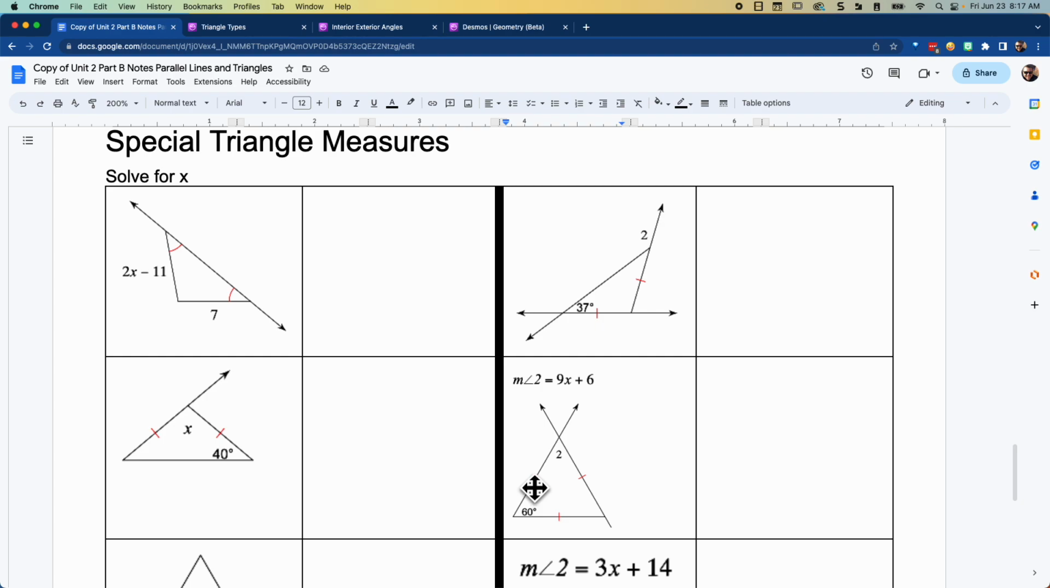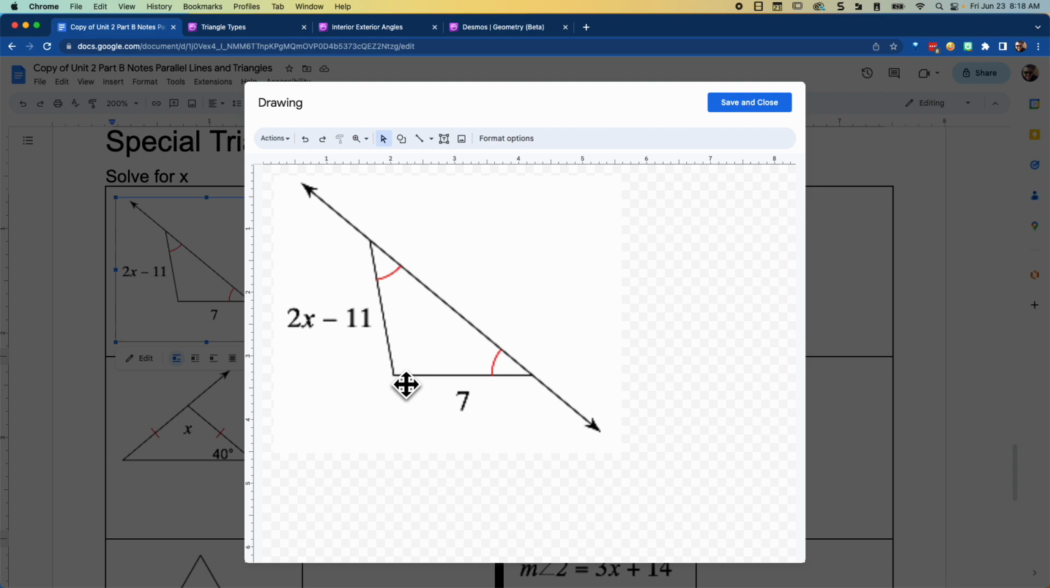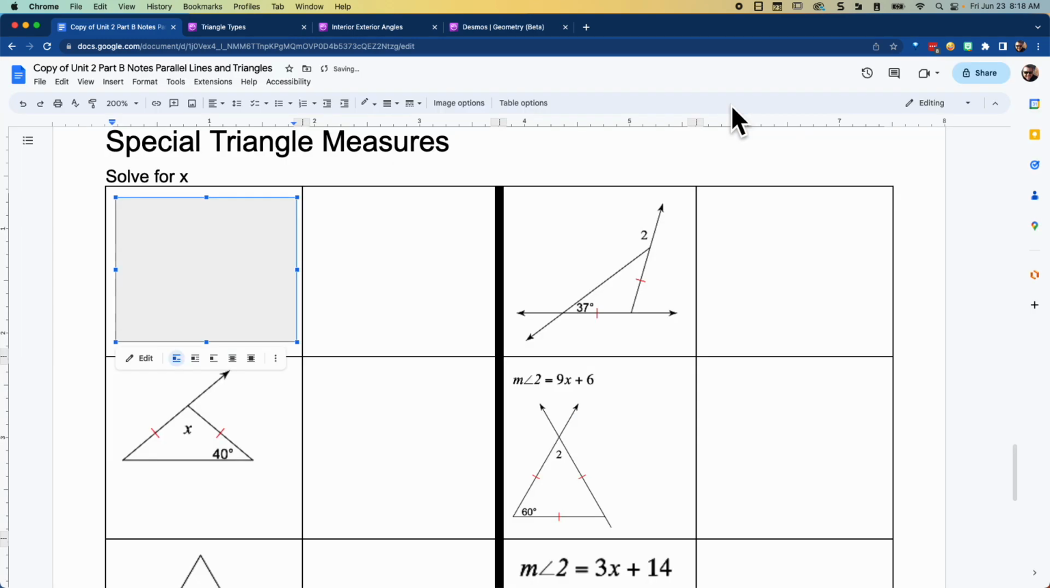But now let's talk about how we can use that and how that relates to problem solving, some algebra for finding unknown sides. So these are all drawings, so I'm going to click in them and then edit. What I notice here is that I can take a line like this, which is awesome, and that splits it in half. I'm going to make that a dashed line there. That splits it in half, which means that both of these sides are equal, which means that 7 is the same as 2x minus 11.